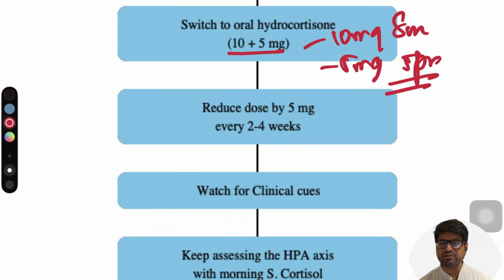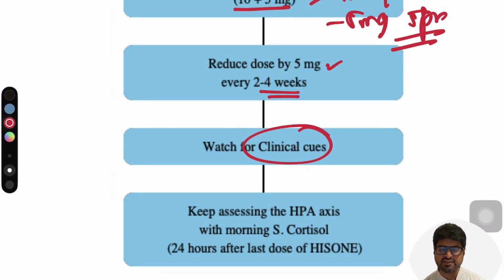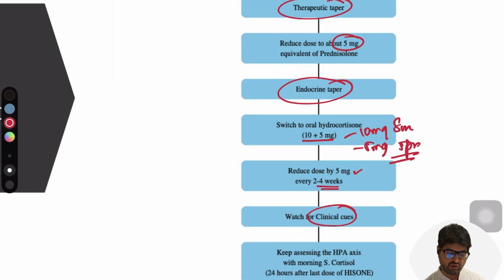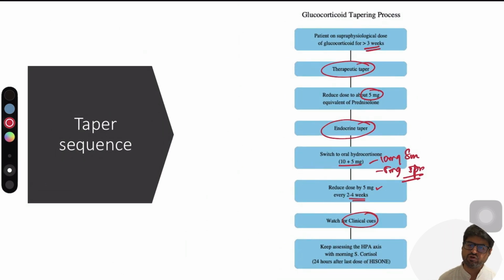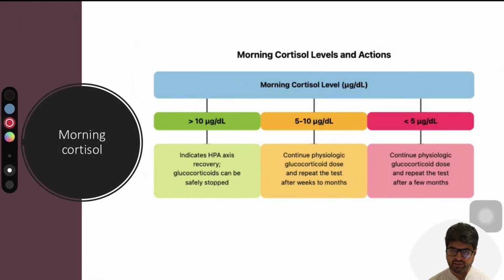Then the endocrinologist gradually reduces the dose of hydrocortisone by 5 milligram every 2 to 4 weeks, looks for clinical cues of both adrenal insufficiency as well as glucocorticoid withdrawal, and keeps assessing the HPA axis until you have complete recovery of the HPA axis. Then you can safely say that the patient is completely off steroids. So it is not as easy as you think. There is a science and an art behind it, and this is where the endocrinologist really comes into the picture when you're tapering.